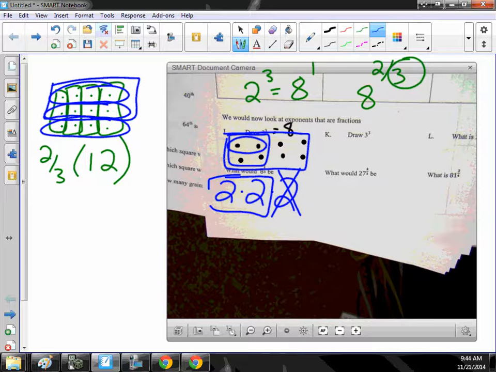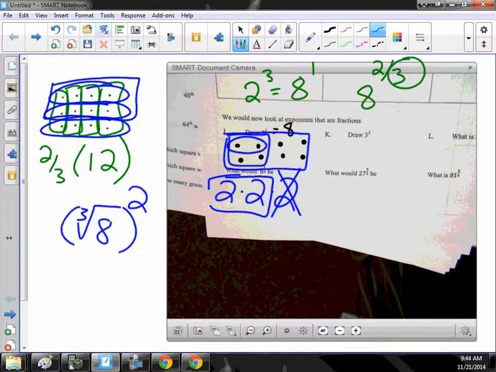Now, somebody over here said, in regard to breaking 8 into 3 equal pieces, how do you do that? The cubed root, right? So what's really happening here is the cubed root of 8 squared. What is the cubed root of 8? 2, and 2 squared is 4. So 8 to the 2/3 is really the cubed root of 8 squared.